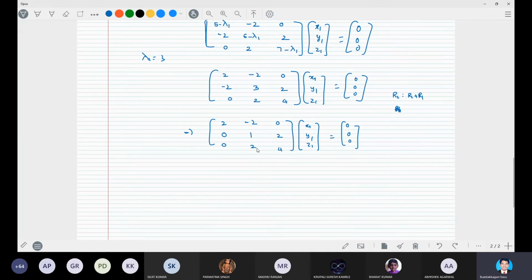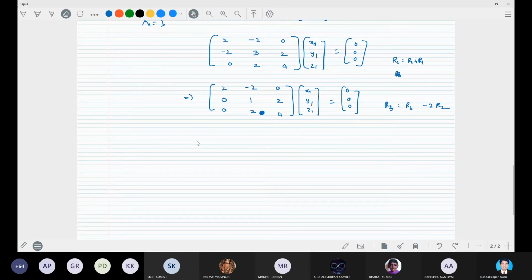And now next you make it 0 here, right? So what will be the operation in R3? R3 minus 2R2. So that resulting you get 2, minus 2, 0; 0, 1, 2; 0, 0, 0, into x1, y1, z1 is equal to 0, 0, 0.